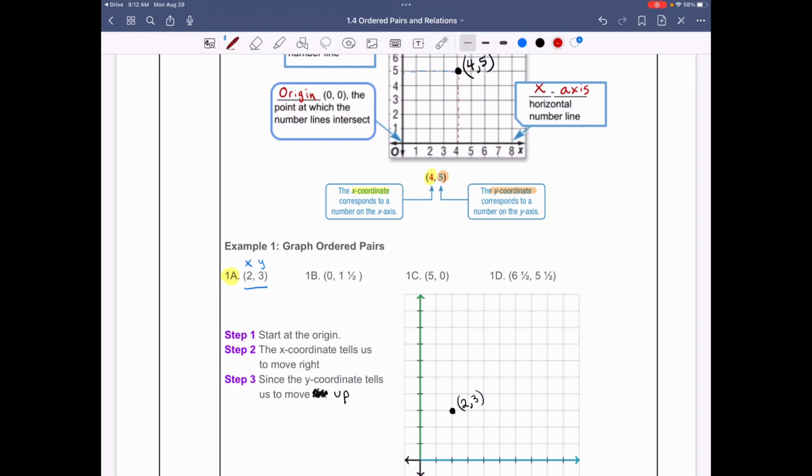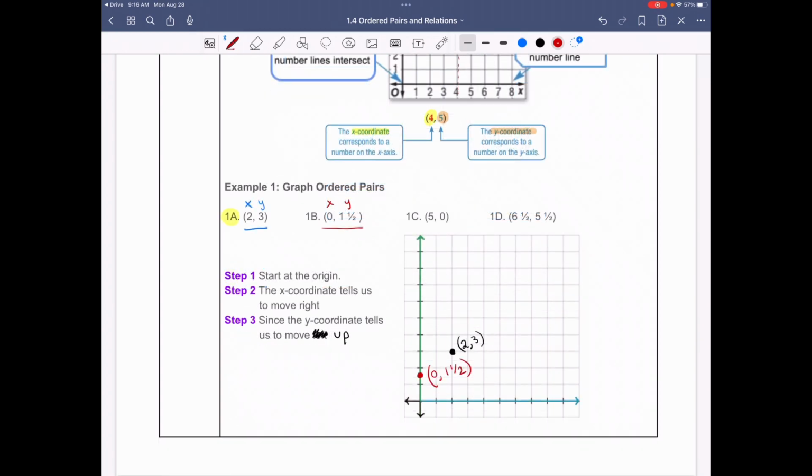All right, let's do 1B. The 0, so if we start at the origin, we're already at 0. The x-coordinate tells us to move right, but if we're going to move right 0, that means we don't move at all. Then the y-coordinate says that we're going to move up. We're going to move up 1.5. So up 1, and then in the center of 1 and 2 is 1.5. So that's 0, 1.5. Done. I want you to huddle up with the people in your group and do 1C and 1D.